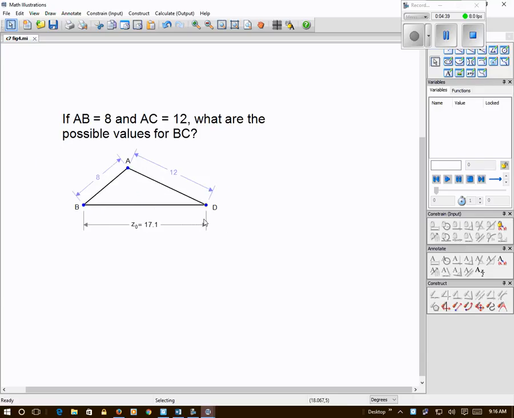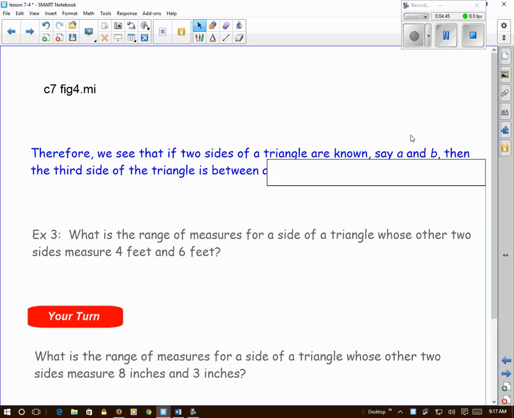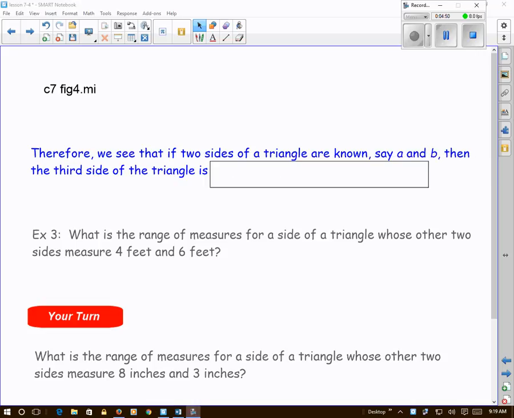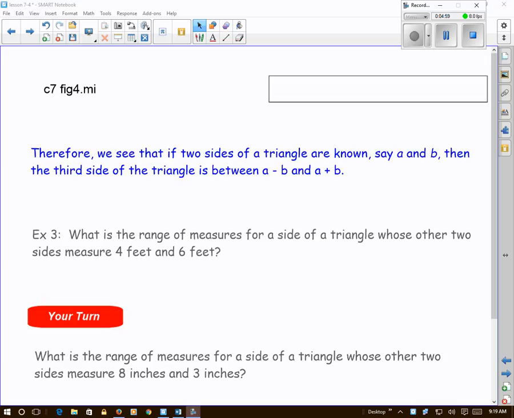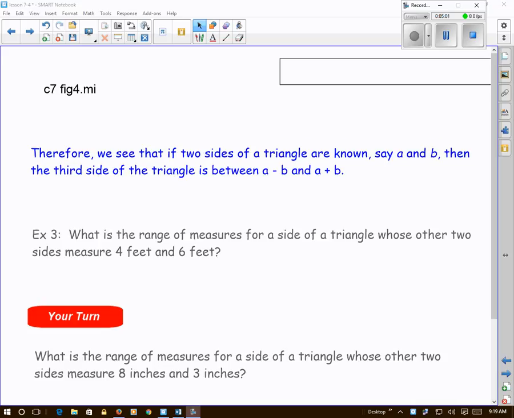So we're going to take that and put it into just a little formula. From this we see that if two sides of a triangle are known, say the lengths of those sides are a and b, then the third side of the triangle is between a minus b and a plus b, assuming that a is the greater of the two. That allows us to do example 3.